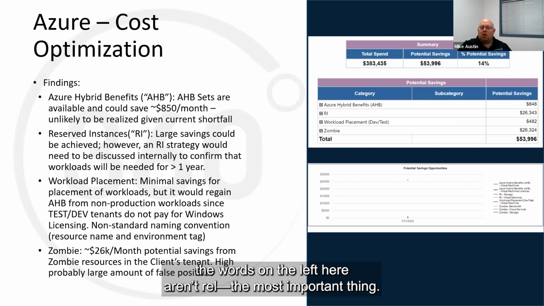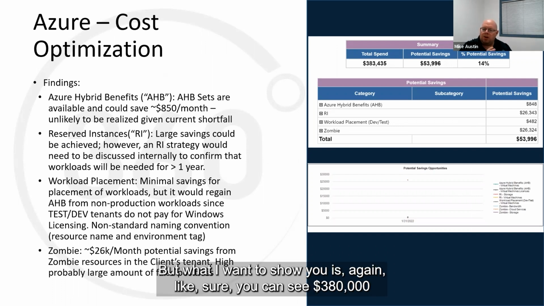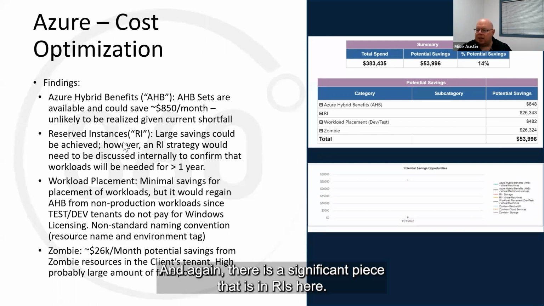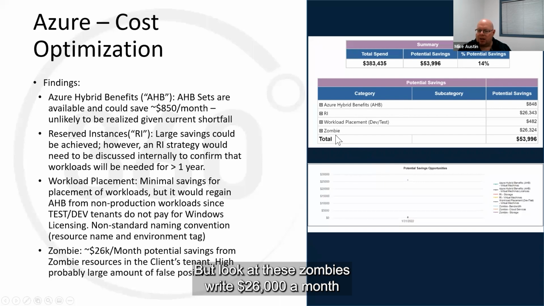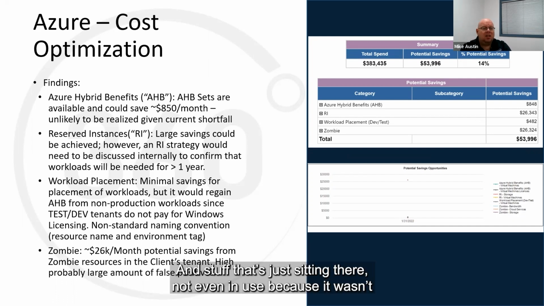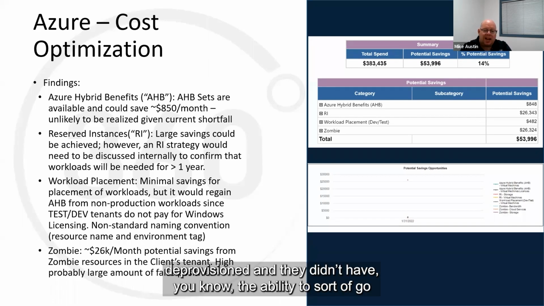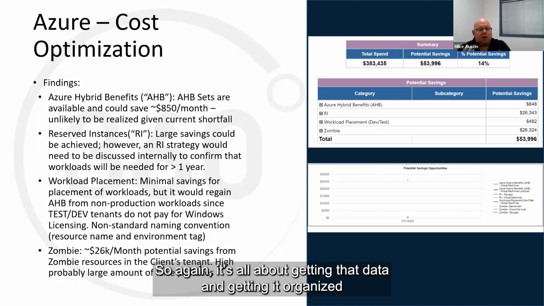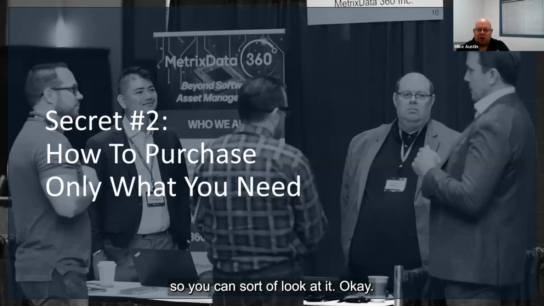So again, the words on the left here aren't the most important thing, but what I want to show you is, here you can see $380,000 a month spend, 53,000 a month overspend, 600,000 annualized overspend. And again, there is a significant piece that is in our eyes here, but look at these zombies, right? 26,000 a month. What's that? That's over $250,000 a year on stuff that's just sitting there, not even in use because it wasn't deprovisioned. And they didn't have the ability to go and look at that and say, okay, how do we get that? Right. So again, it's all about getting that data and getting it organized so you can look at it. Okay.